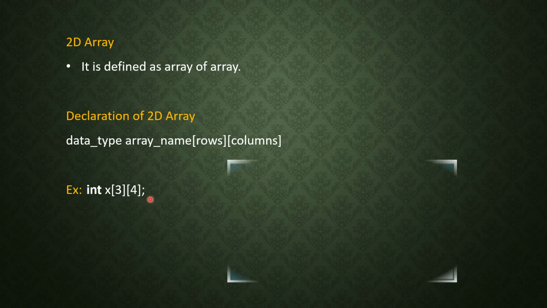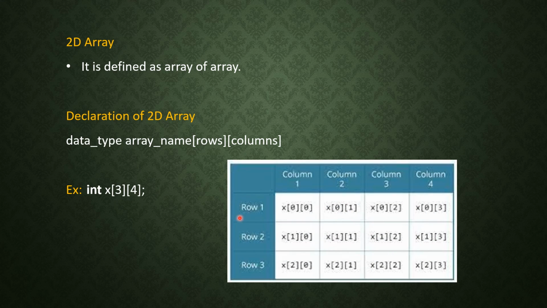So it will be like this. Row 1, row 2 and row 3. So 3 rows and the columns are 4. So column 1, column 2, column 3 and column 4. So here the indices will be 0, 1, 2 for the rows, and for the columns 0, 1, 2, 3. So if you want to access the element at this position, the variable name, whatever it is, x, and the indices will be 0 comma 0, because this row 1 index is 0 and the column 1 index is 0.